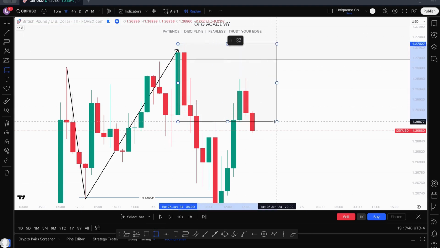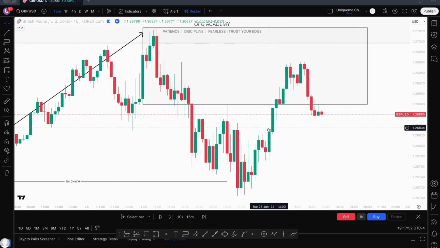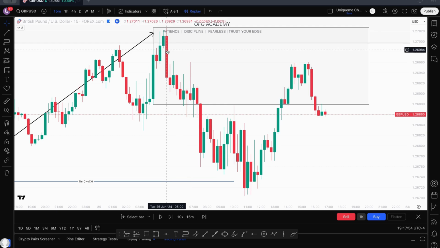Now, what do we have here? We have an order block for a good form of entry. I can come down to 15 minutes also just to indicate that order block, change of character and order block here.